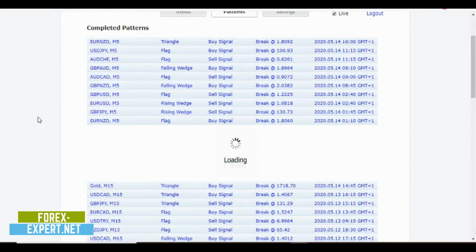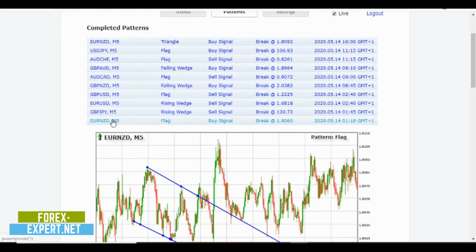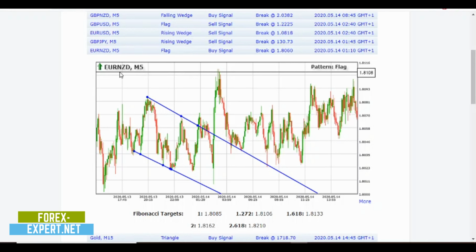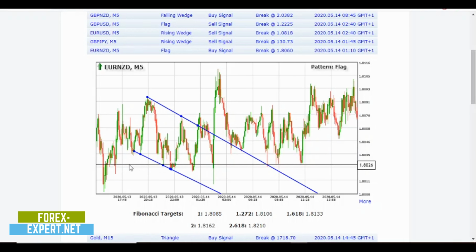So let's jump to the previous trade that wasn't showing up before. I don't know why. As you can see, you can really spot the difference between the previous one and this last one, the euro and the New Zealand dollar. We have a flag buy signal break at 80.60, where, as you can spot from this chart, the price action is pretty choppy or range bound. The market is ranging, so there is not a clear trend.